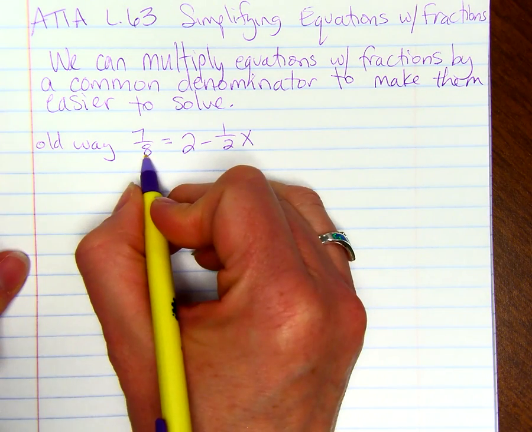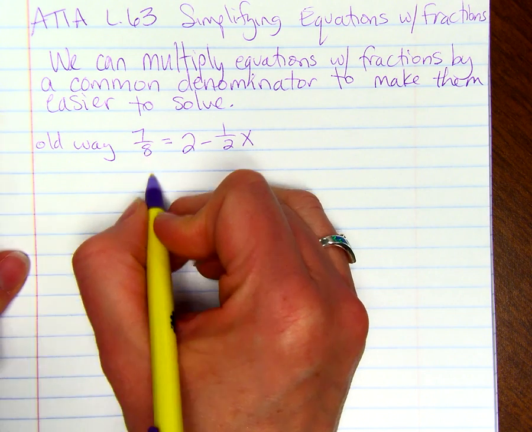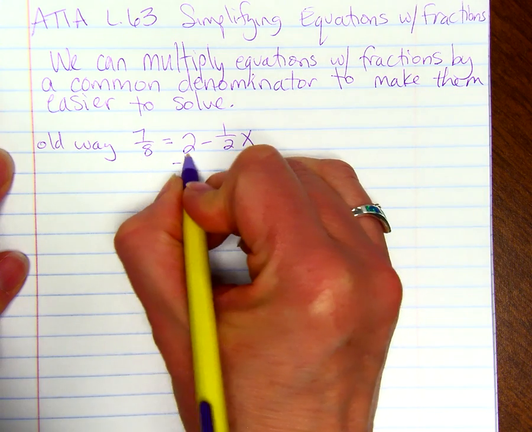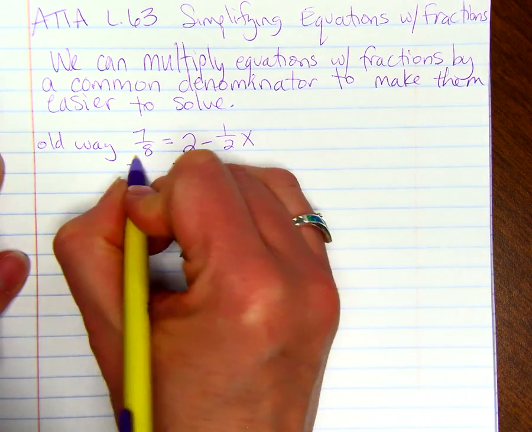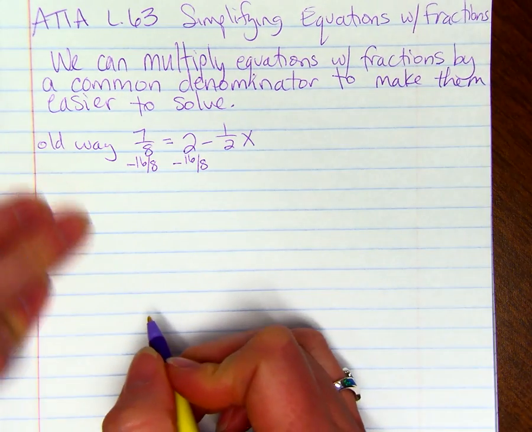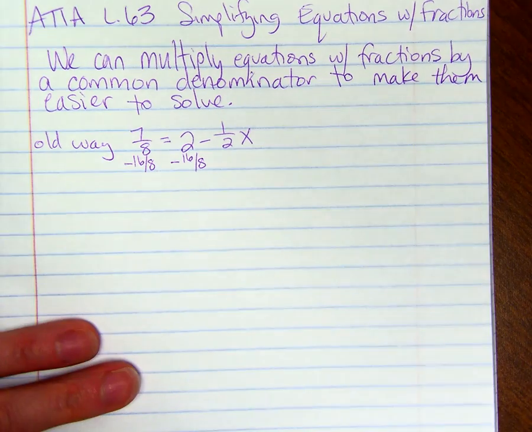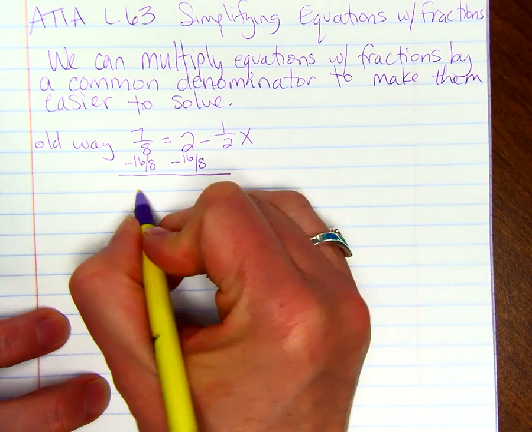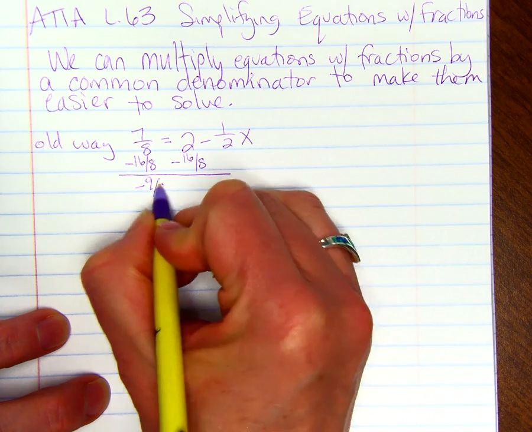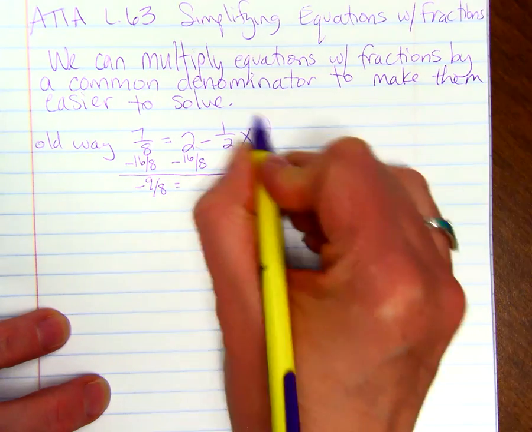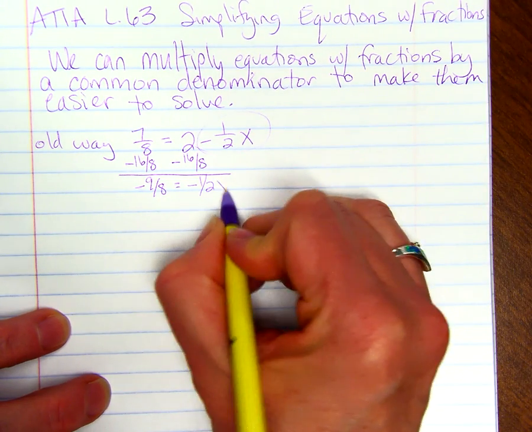If you put it in eighths, 2 is 16/8. So we're going to subtract 16/8 from both sides. 7 minus 16 is a negative 9/8. And this equals a negative 1/2 x.